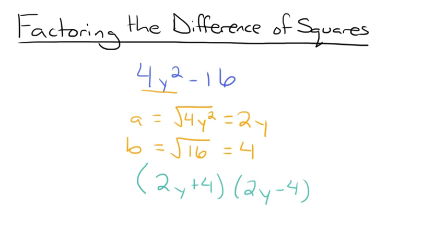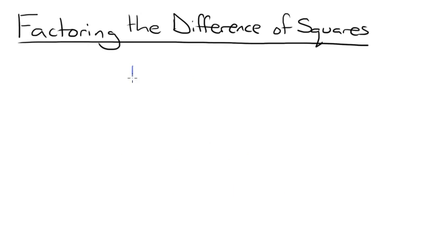Before we go, let's work through one more example. 16a to the 4th minus 49. First, make sure it follows the pattern a squared minus b squared. Since it does, take the positive square root of both terms. So our a is going to be equal to the positive square root of 16a to the 4th.